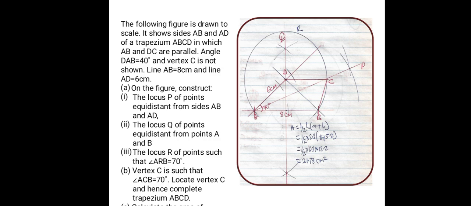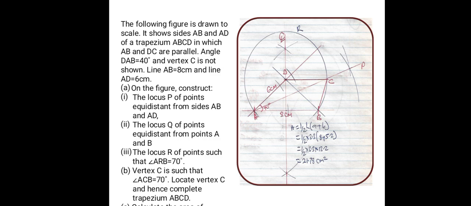The following figure is drawn to scale. It shows sides AB and AD of a trapezium ABCD in which AB and DC are parallel. Angle DAB is equal to 40 degrees and the vertex C is not shown. Line AB is equal to 8 cm and line AD is equal to 6 cm. A. On the figure, construct 1. The locus P of points equidistant from AB and AD. 2. The locus Q of points equidistant from A and B. 3. The locus R of points such that angle ARB is equal to 70 degrees.